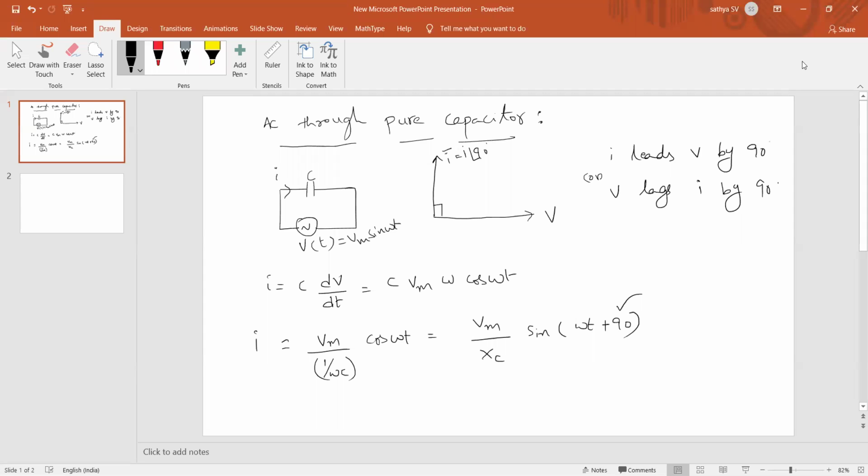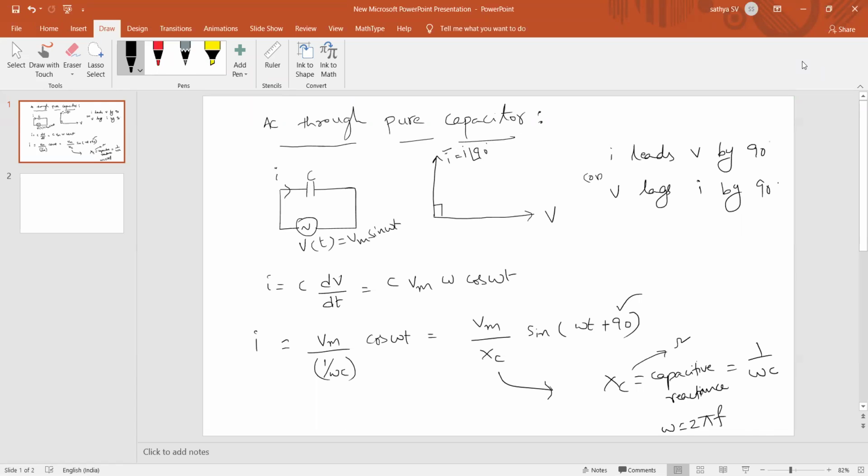Clear, all of you understand? Here, what is the XC value? XC is the capacitive reactance, equal to 1 by omega C. What is omega? Omega is nothing but 2 pi F. So XL, which we obtained in the earlier derivation, and here XC. XL is the inductive reactance and XC is the capacitive reactance. What are the units for XC? Simply ohms.